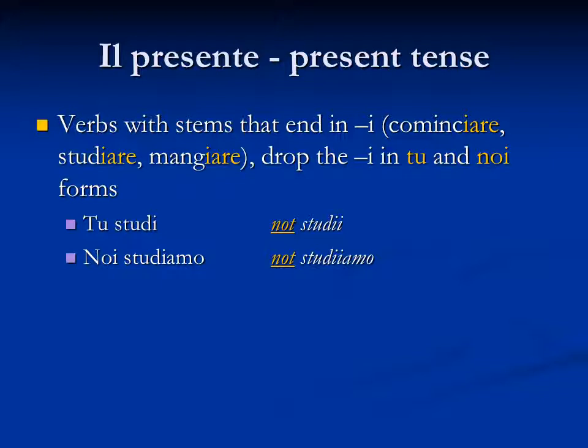So in the tu form we would have tu studi with one i, rather than adding the extra i in the tu form ending. And we would have noi studiamo, and we don't include two i's. We don't include that extra i that comes along with the iamo ending. And this would be true also for the verbs mangiare and cominciare.